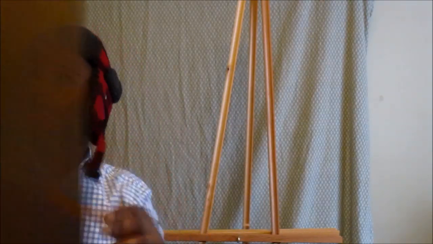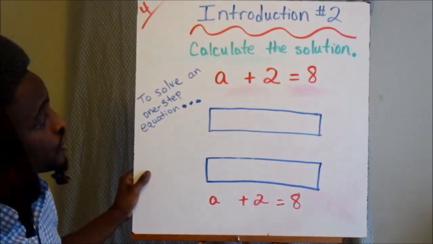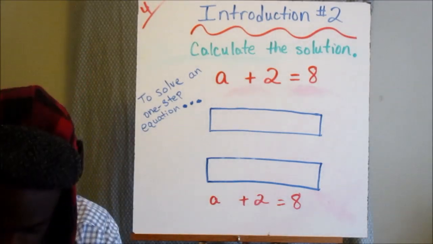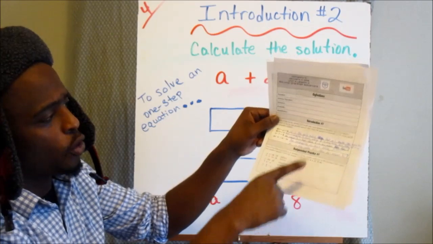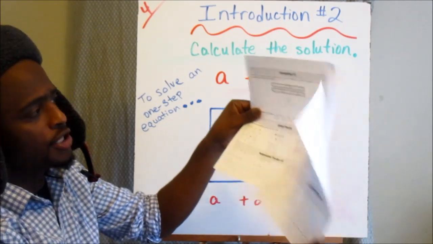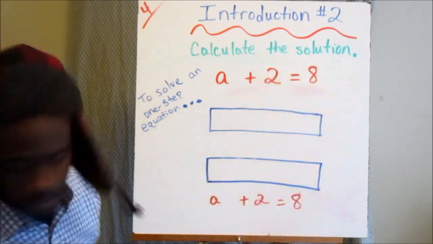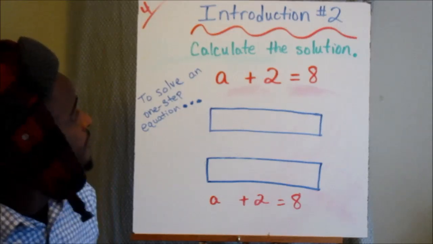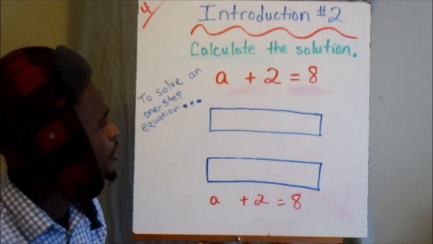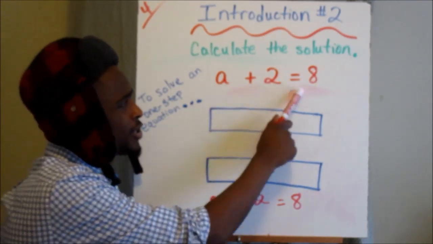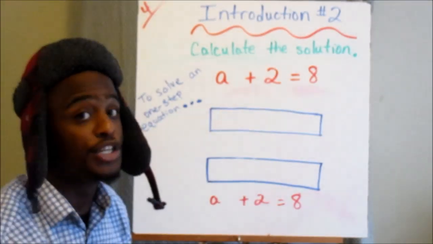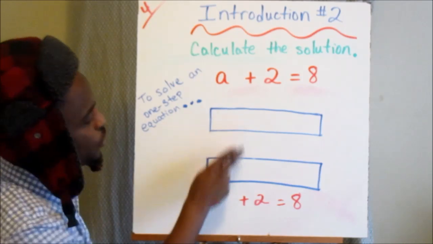Let's look at the second part of our video where we're going to be looking at actually solving the solutions to the problems, to the equations. Make sure that you do the independent practice for part 1 before you move on to the introduction part 2. Alright, looking at the first problem, it tells us to calculate the solution. We have a plus 2 equals 8. So what number plus 2 equals 8? Now, a lot of us can look at this and we know the answer is 6, but we're going to prove that using the models.